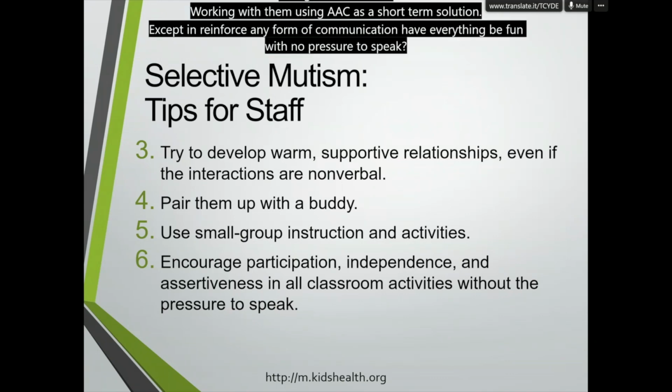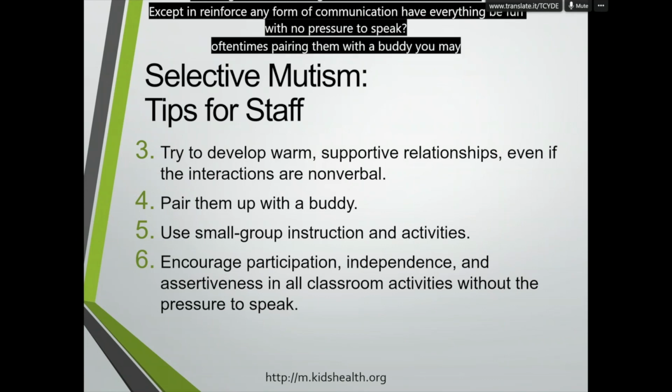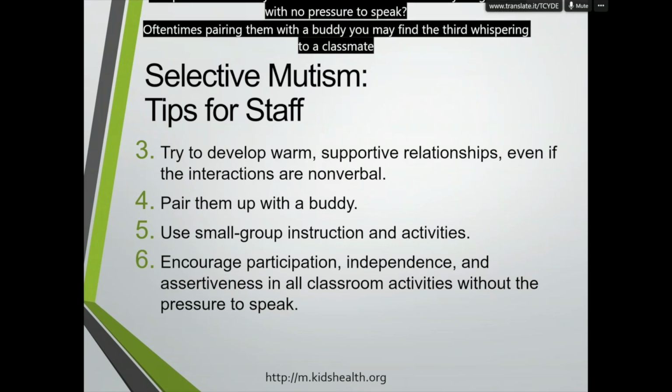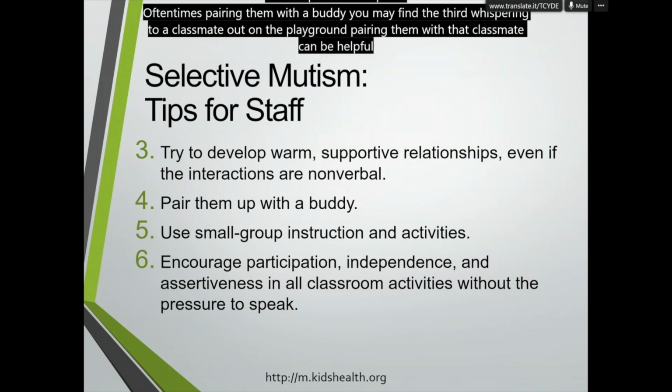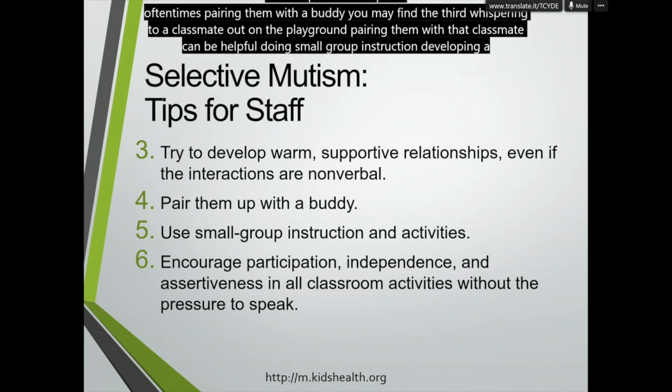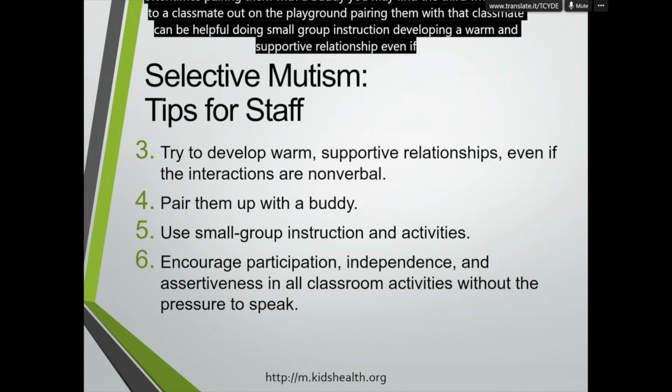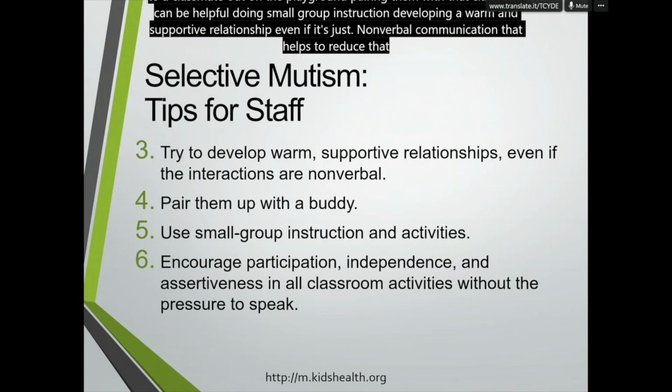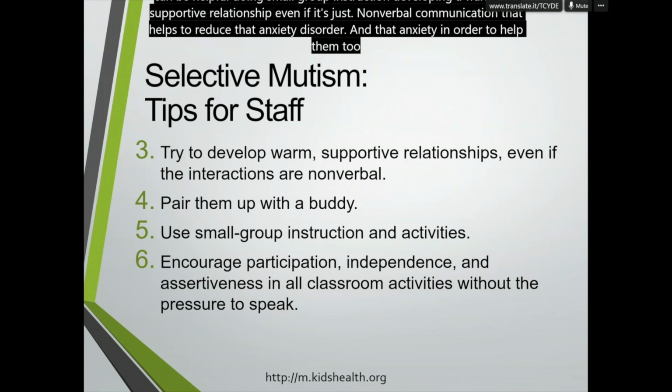Oftentimes pairing them with a buddy helps; you may find that they're whispering to a classmate out on the playground. Pairing them with that classmate can be helpful. Doing small group instruction and developing a warm and supportive relationship, even if it's just nonverbal communication, helps to reduce that anxiety in order to help them speak more successfully in the classroom.